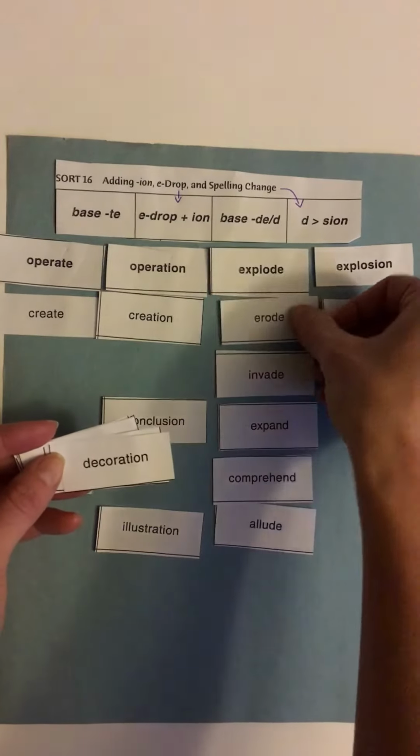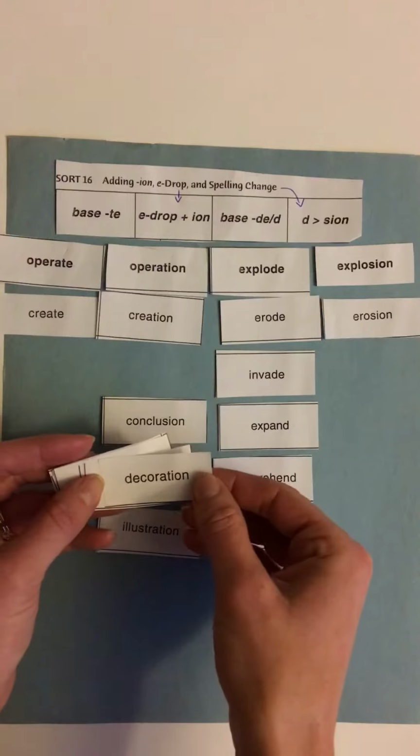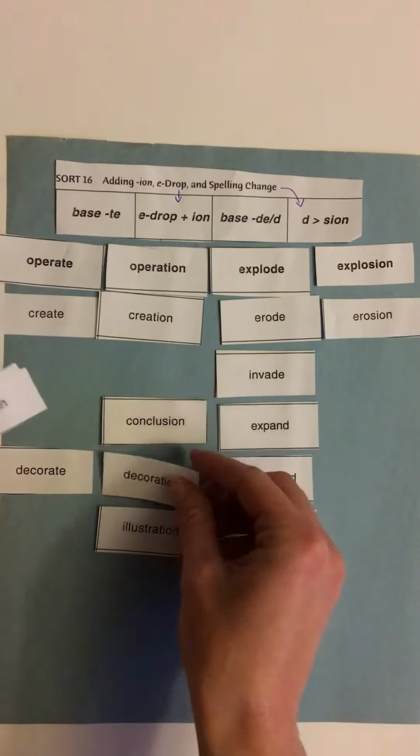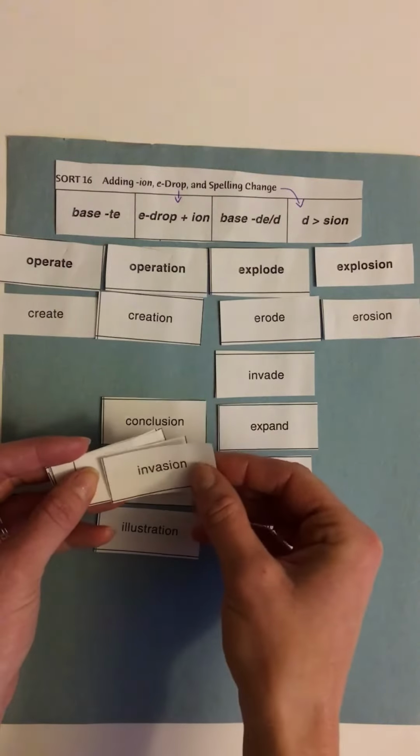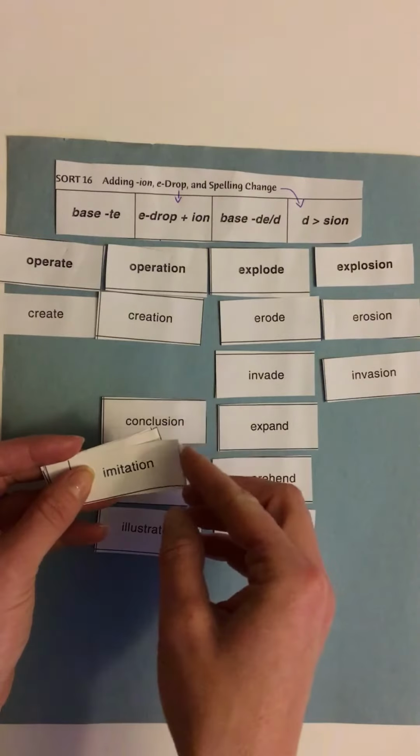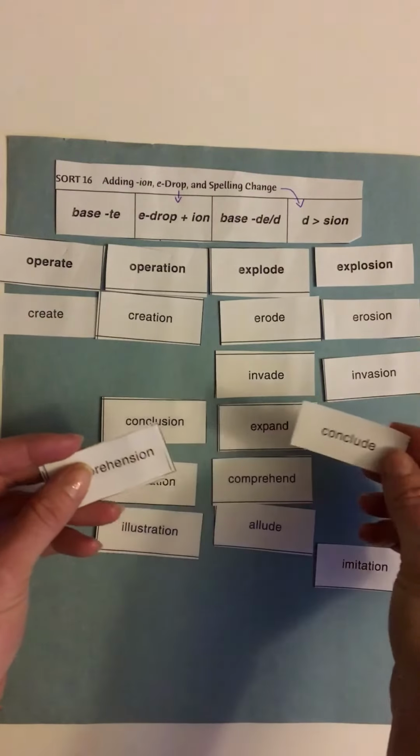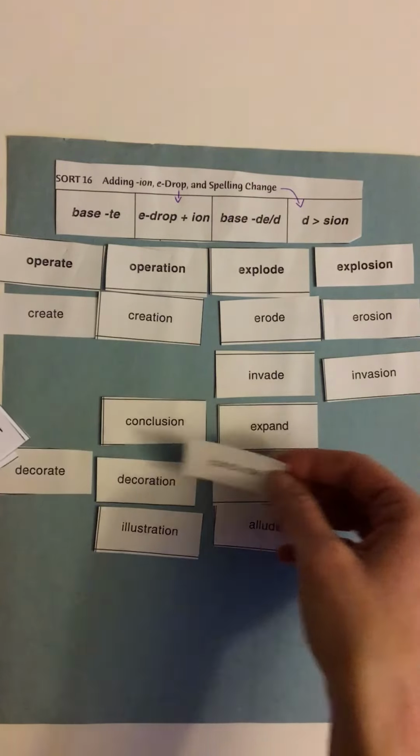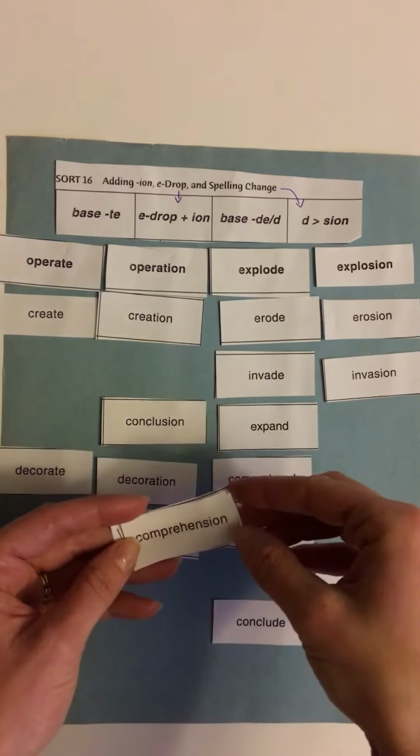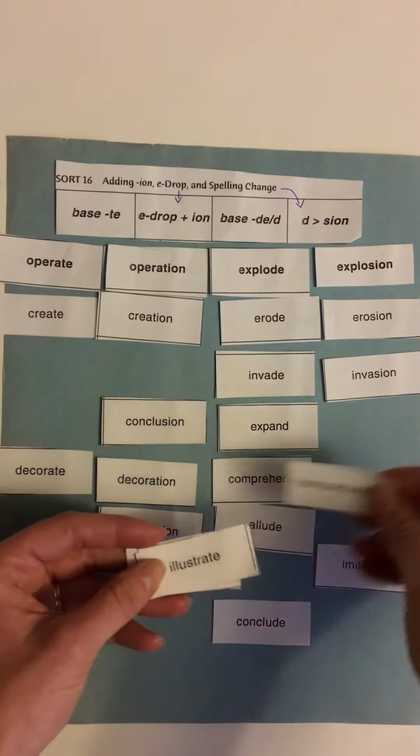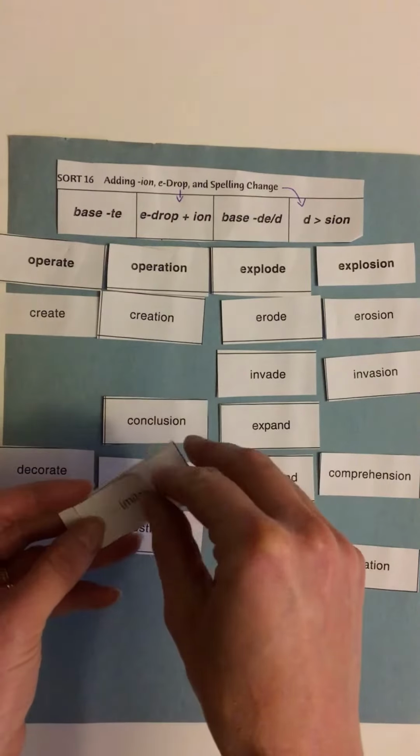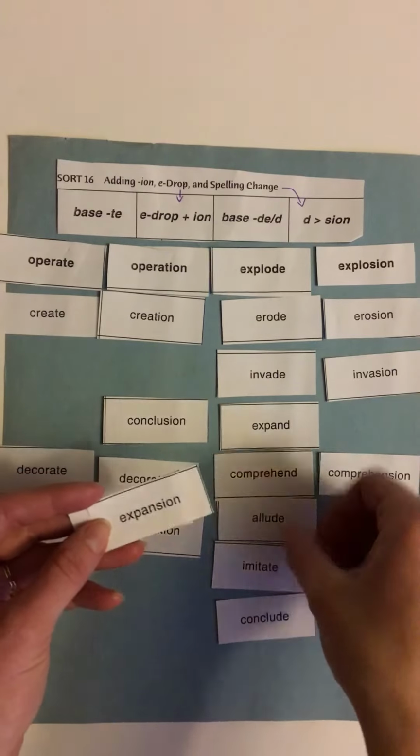Erode goes with erosion. Decoration would go with decorate. Invasion with invade. Imitation with imitate. We don't have that one yet. Conclude ends with DE. Comprehension, comprehend. Illustrate would go with illustration. Imitate with imitation.